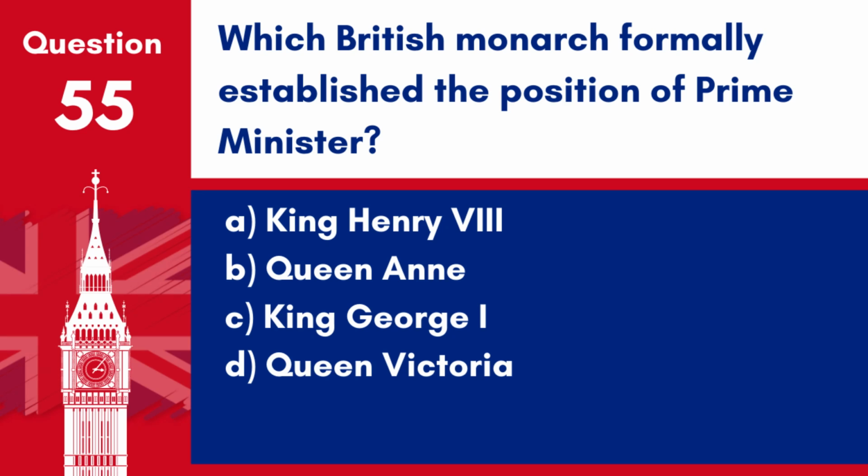Question 55. Which British monarch formally established the position of Prime Minister? A. King Henry VIII. B. Queen Anne. C. King George I. D. Queen Victoria.